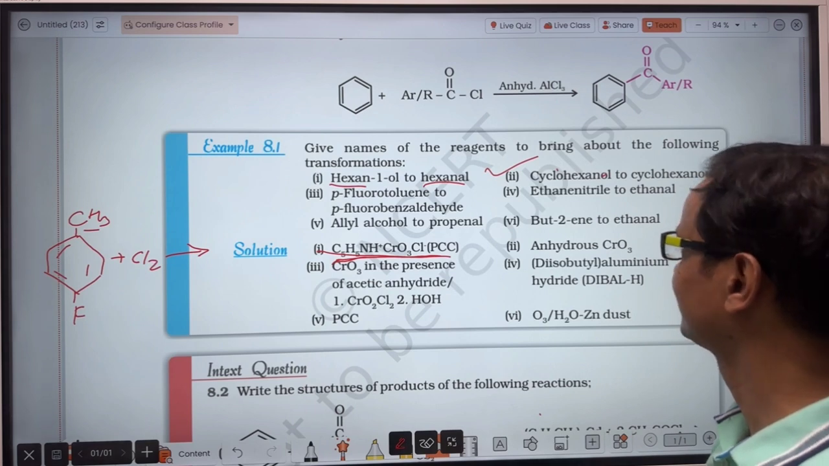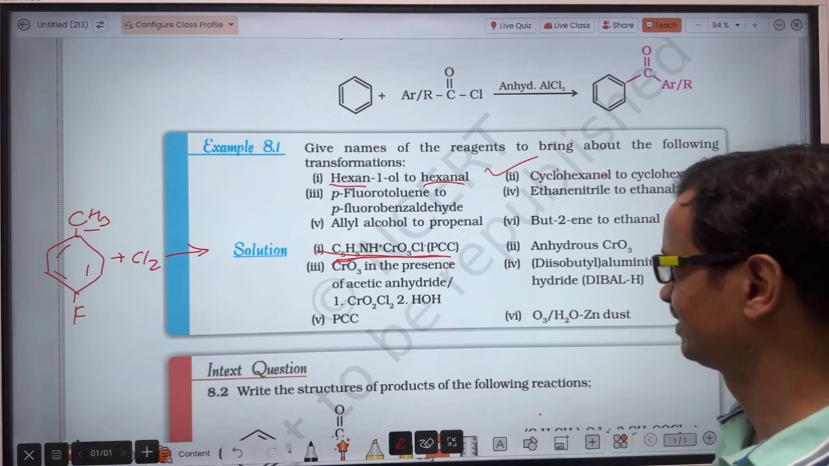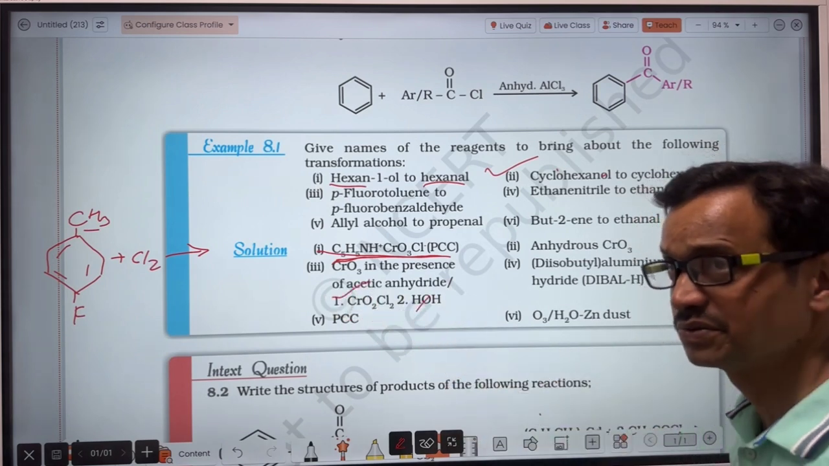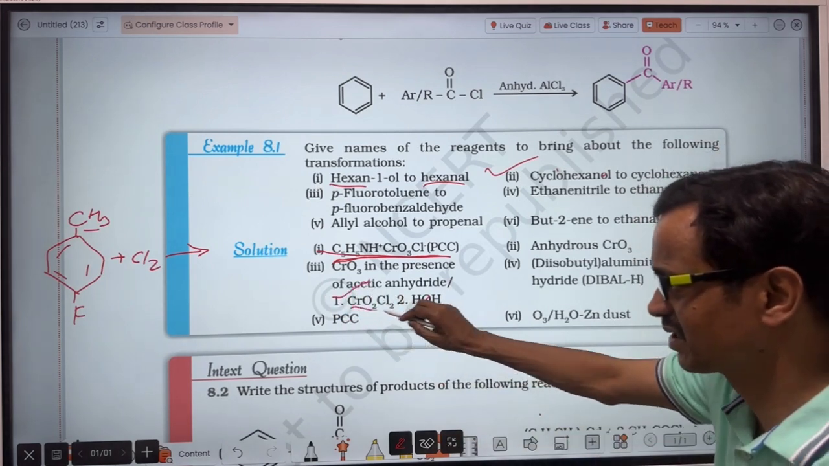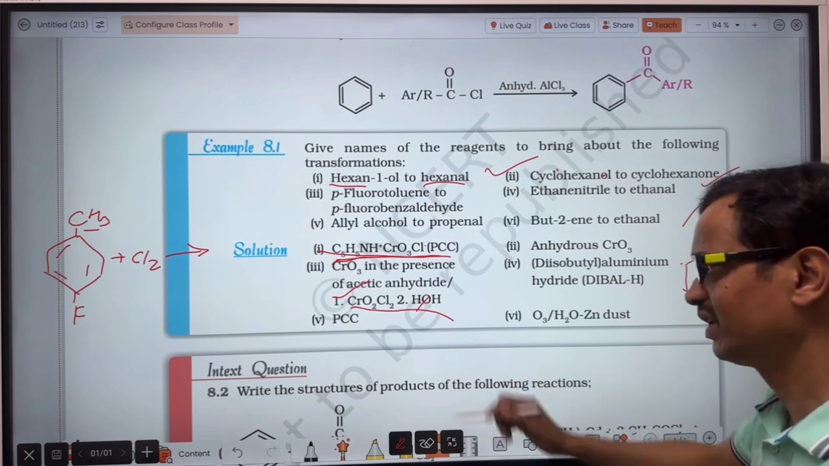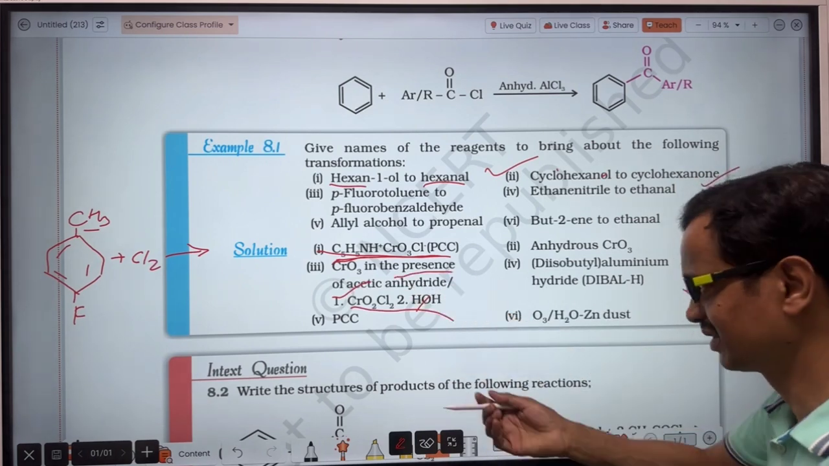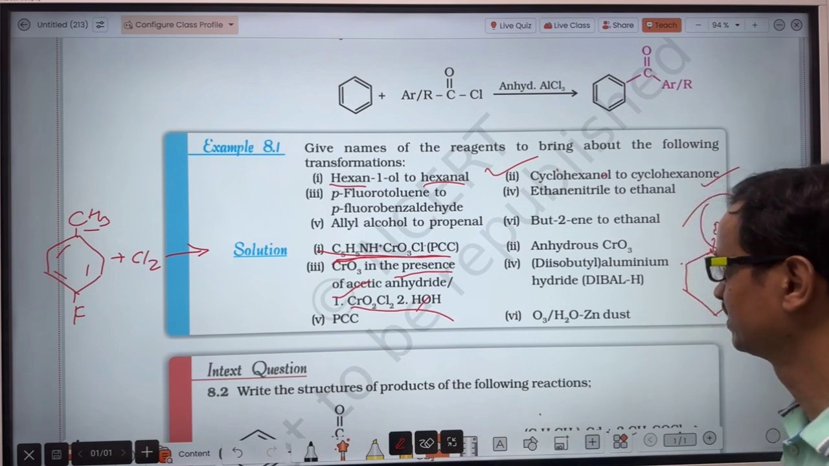So what is written here? Third, CrO2Cl2 produces acetic anhydride. Okay, CrO2Cl2 and H2O, that also you can use. This one also by chromyl chloride and water, or CrO3 in the presence of acetic anhydride. About those reactions you have already studied.